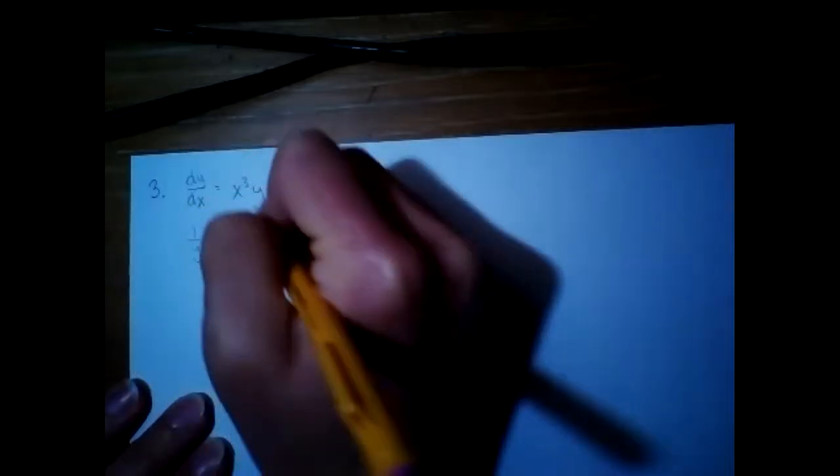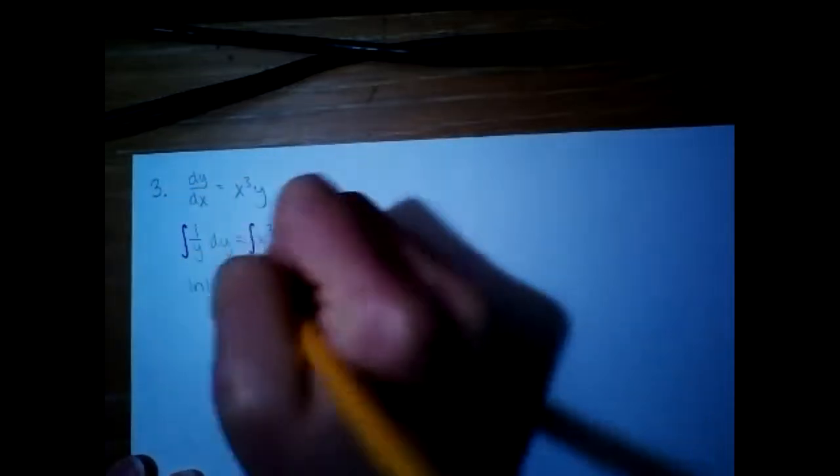All right, so the first one that I want to go over is number 3, and it says dy/dx equals x cubed y. And there's no initial conditions, so we're going to do the general solution. So we're going to divide over y, 1 over y dy, and then multiply over dx. So x cubed dx. And then antiderivative.